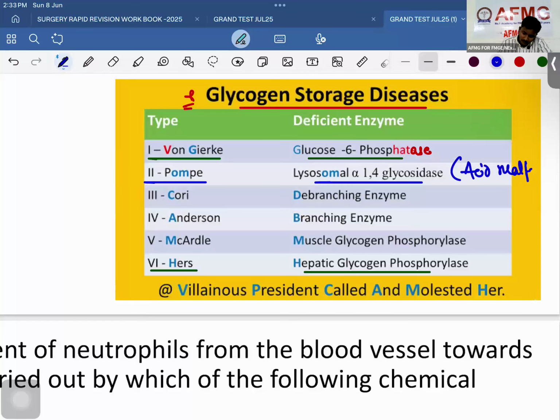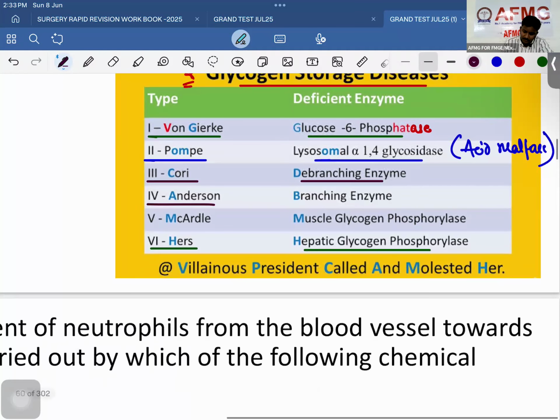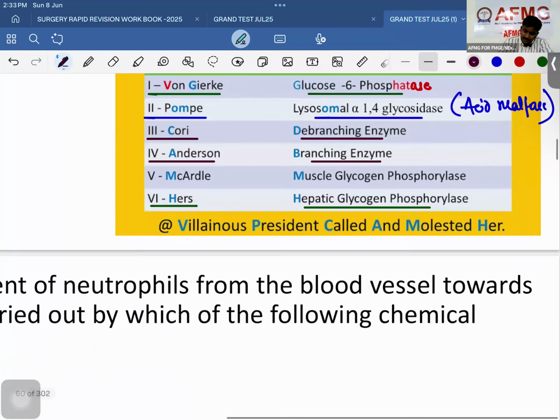So this 1 to 4 glycosidase deficiency is nothing else but acid maltase deficiency. Type 3 is known as Cori's disease due to the debranching enzyme deficiency, and type 4 is going to be Andersen's disease due to the branching enzyme deficiency. And last important is type 5, that is McArdle's disease.